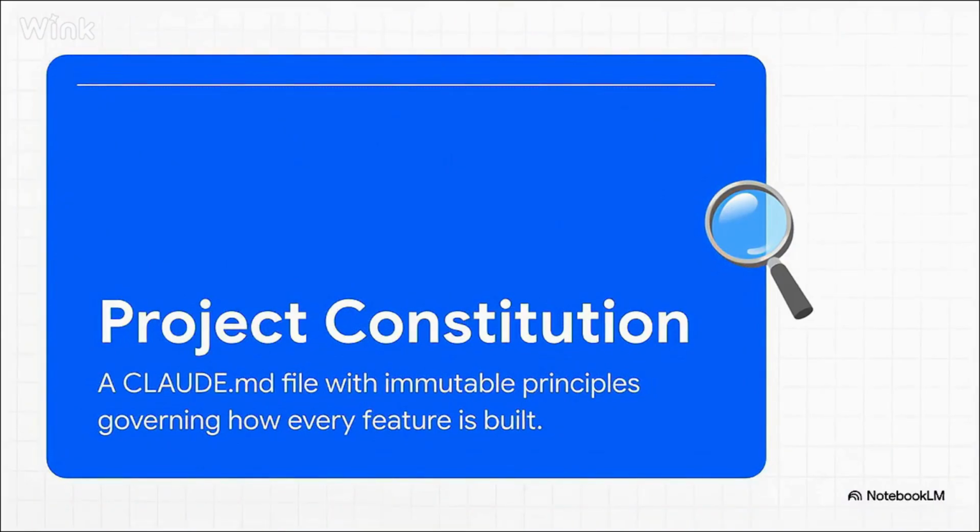So if you're using Spec-Driven Development, or SDD, you're used to writing a specification to tell your AI what to build, right? You define the features, the data models, the user flows, but here's the catch. A spec does not tell the AI how you always build things. That is exactly the job of the project constitution.